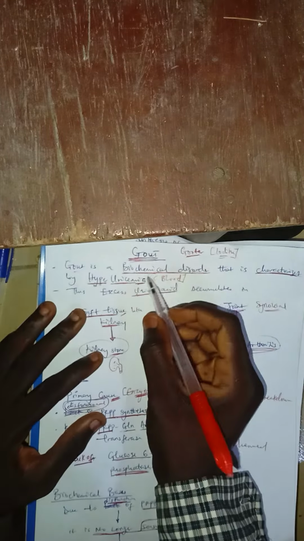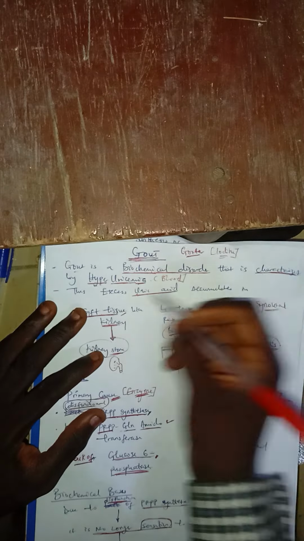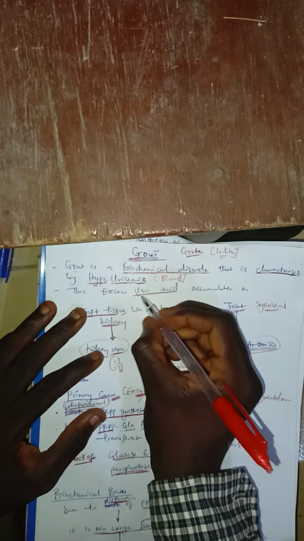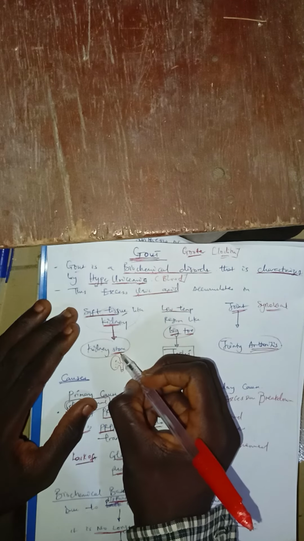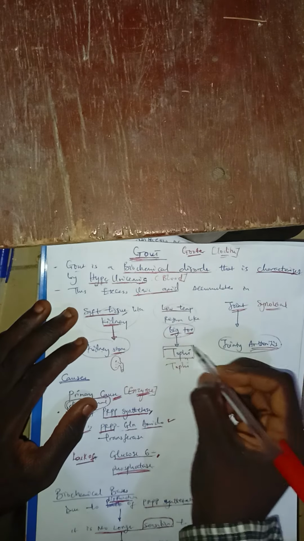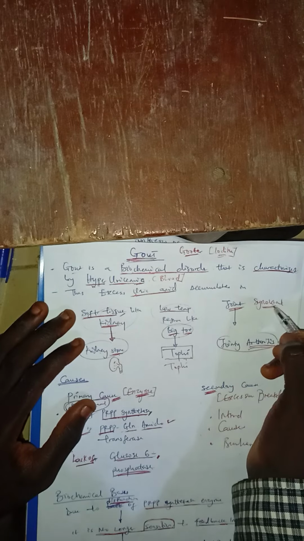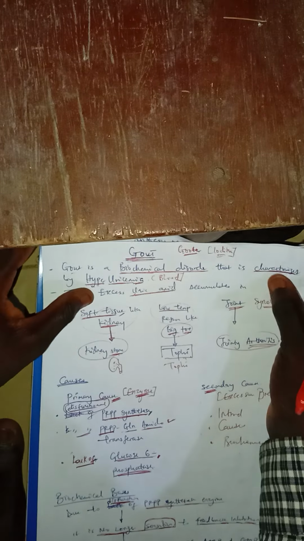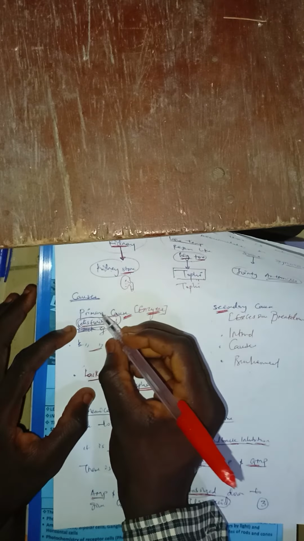What is gout? A biochemical disorder characterized by what? Hyperuricemia, such that this excess of uric acid accumulates in 3 places. Soft tissue like your kidney, it will cause kidney stone. Low temperature region like your big toe, it will cause tophi. Your synovial joint, it will cause arthritis. What are the causes of gout? There are 2 major causes, primary and secondary. The primary cause is due to enzyme deficiency. Secondary cause is excessive breakdown, excessive turnover of nucleic acid.